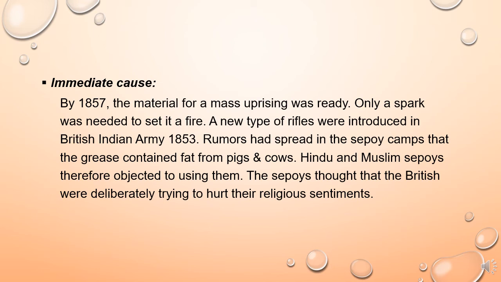So a new type of rifles was introduced in the British Army in 1853, and the rumors had spread in the sepoy camps. Rumors means ऐसी अफवाह sepoys camp में आ गई कि the cartridges जो उस गन की गोलियां हैं वो काव के और पिग के फैट से ग्रीस की गई हैं. And before using that cartridge, it had to be opened from the mouth and then loaded in the gun and then it was shot.